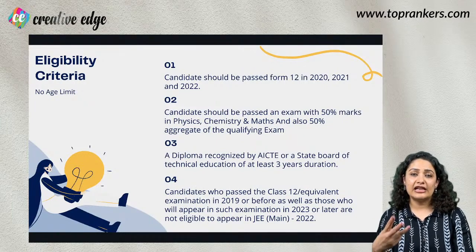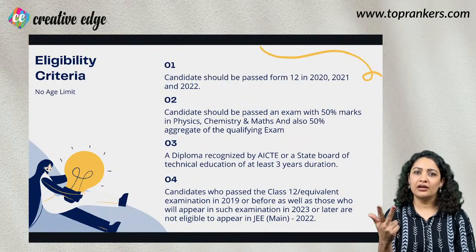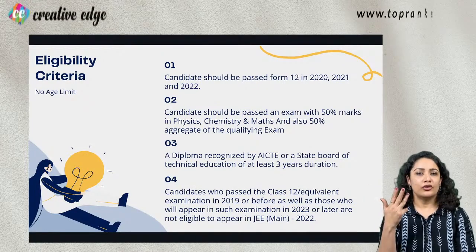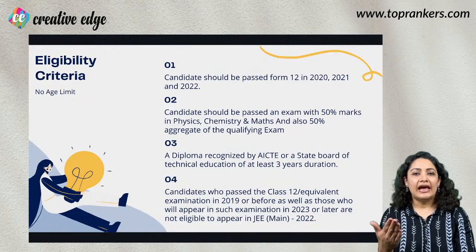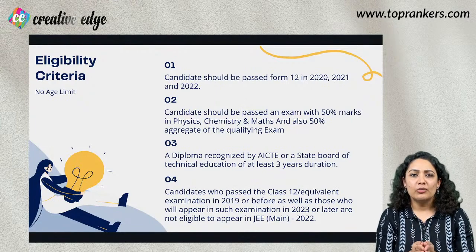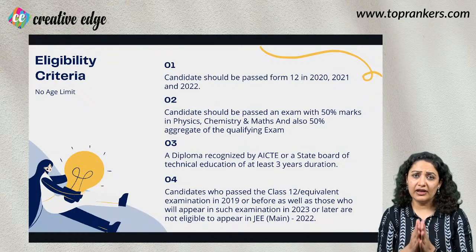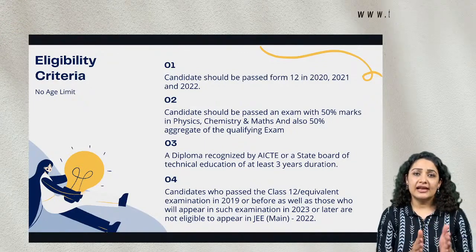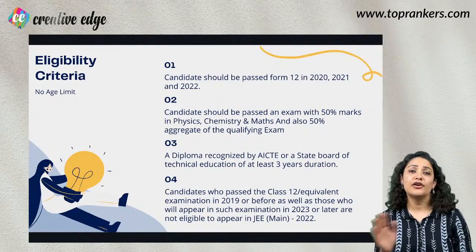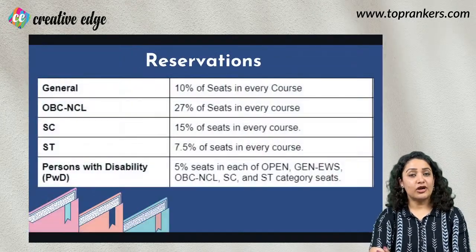So these 3 eligibility criteria, 12th in 2020, 2021 or appearing in 2022, 50% aggregate marks in 12th in PCM, and the last one is any polytechnic student or diploma holder for 3 years are eligible. Any student who has given their 12th examination in 2019 or are planning to give their examination in 2023 are not eligible. Okay, so these were the things for eligibility.